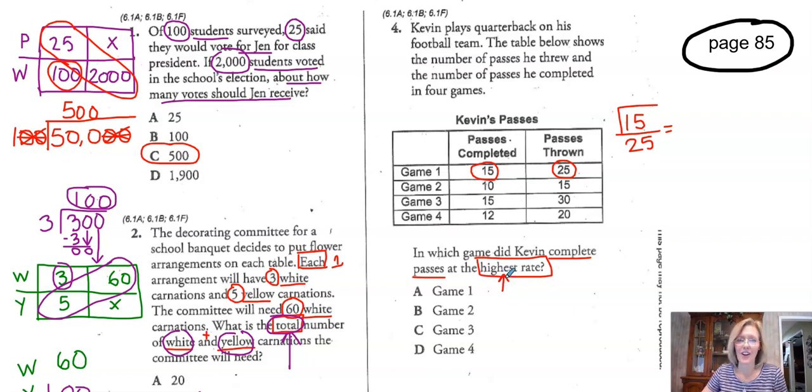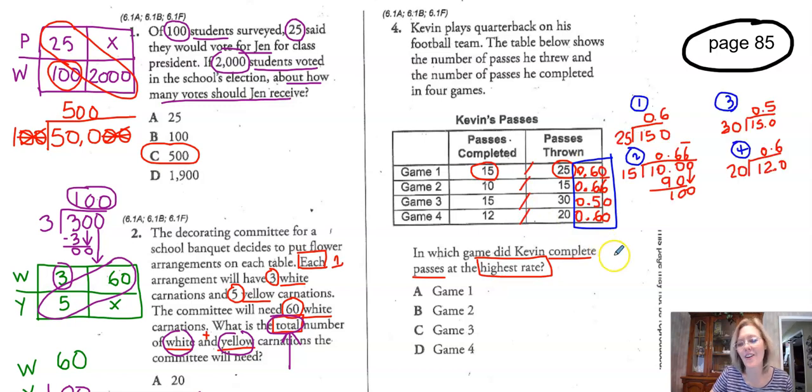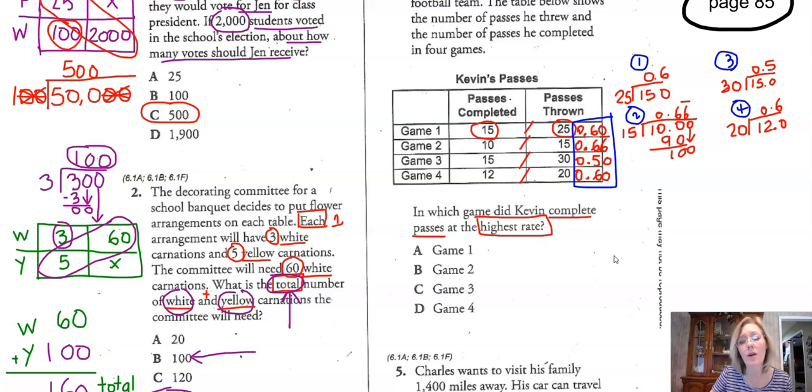So shut off the video, do the math, come back and see if you got the same game that I got for the highest rate of his completed passes. So do that now. All right, now there were 4 problems to solve on here, but they weren't too terribly hard. So you would take passes completed divided by passes thrown, and I did that for game 1, game 2, game 3, and game 4.